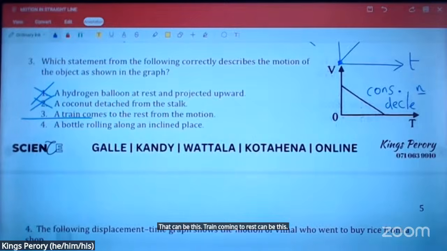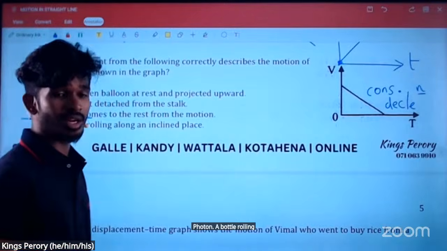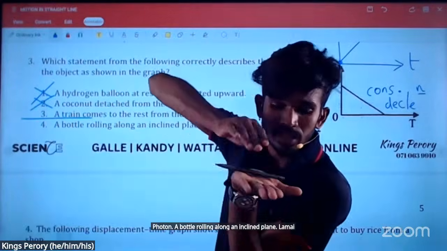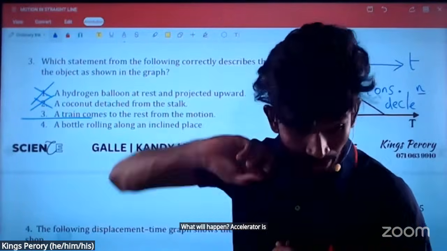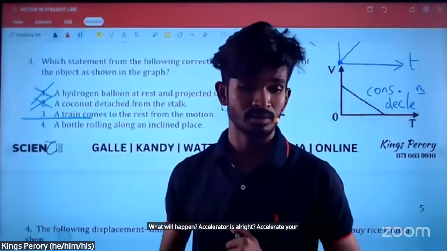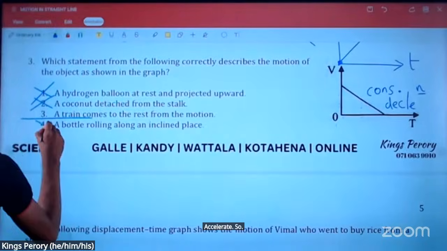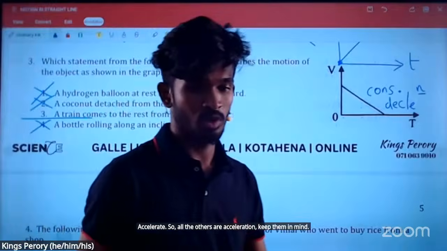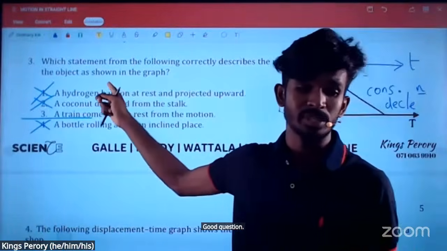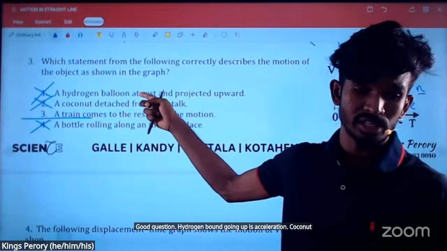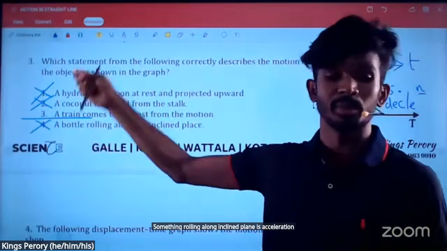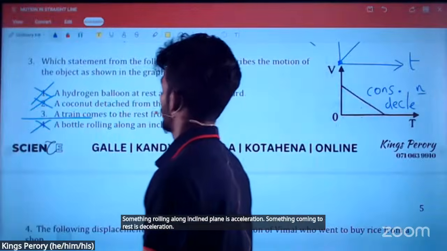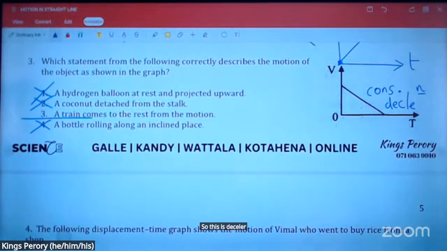Fourth one. A bottle rolling along an inclined plane. Tell me, if something is rolling down, what will happen? Accelerate or decelerate? Accelerate. So all the others are acceleration. Keep them in mind. Good question. Hydrogen balloon going up is acceleration. Coconut falling down is acceleration. Something rolling along an inclined plane is acceleration. Something coming to rest is deceleration. So this is deceleration.